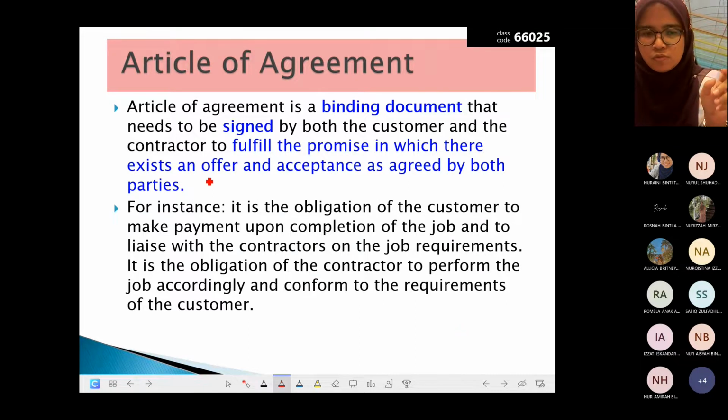Okay, so kena ada offer and acceptance. Okay, apa yang dia offer, apa yang dia accept. So contractor offer, client kena accept. Accept dengan berapa price lah, setuju. Kalau dalam Islam kita ada akad kan. Macam tu.